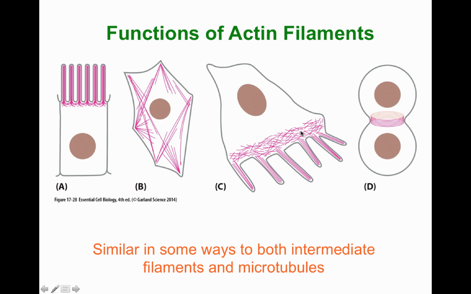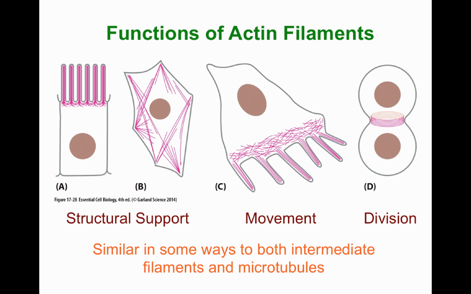Now actin filaments have multiple functions in the cell. They could be used as structural support in the cell, they could be used for movement and motility, and they can be used during cell division. So it is very similar in some ways to intermediate filaments and microtubules. Some of them are going to have similar properties. But actin is one of the most abundant proteins present in the cell, and it's designed and used for multiple purposes during the life of the cell.